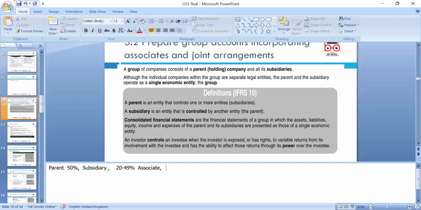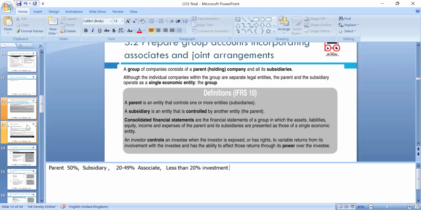That's the group structure: significant control, and the intra-company trading we need to eliminate. If you own less than 20% of the shares of another company, that will be called a simple investment, or you just call it investment. And the subsidiary, the board of governance and the control element, we need to look at accordingly.